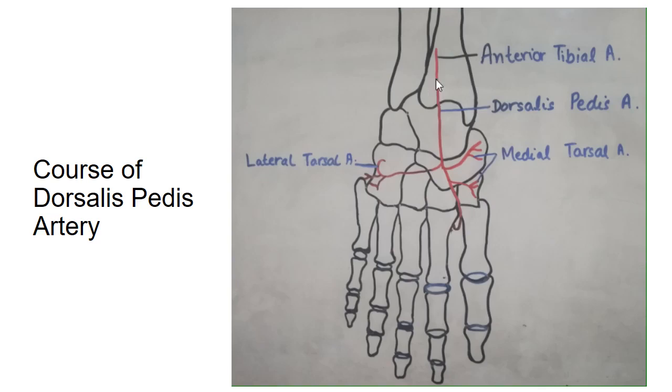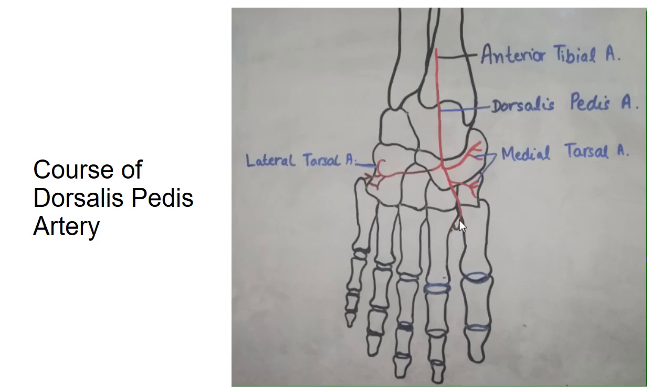So far we have learned that the anterior tibial artery ends at a midpoint between the two malleoli and becomes the dorsalis pedis artery, which then courses over the dorsal surfaces of the talus, navicular bone and the intermediate cuneiform bone to enter the proximal end of the first intermetatarsal space. This is the first intermetatarsal space.